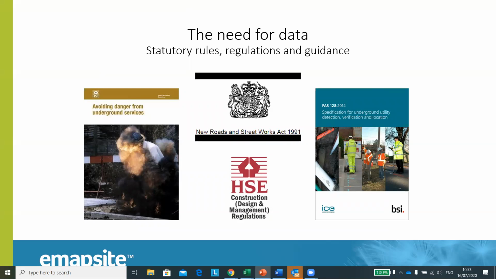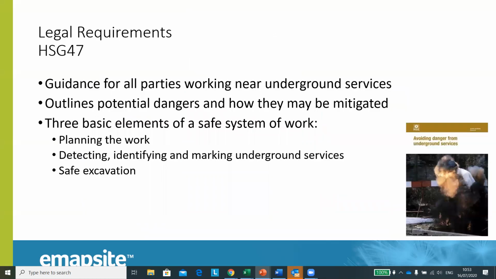So first we'll look at the Health and Safety Guidelines, known generally as HSG 47. And these provide guidance for all parties working near underground services, as well as outlining the potential dangers arising from underground services and how they can be avoided. And HSG 47 identifies three basic elements of a safe system of work, which are planning the work, detecting, identifying and marking underground services, and excavating safely around these services.